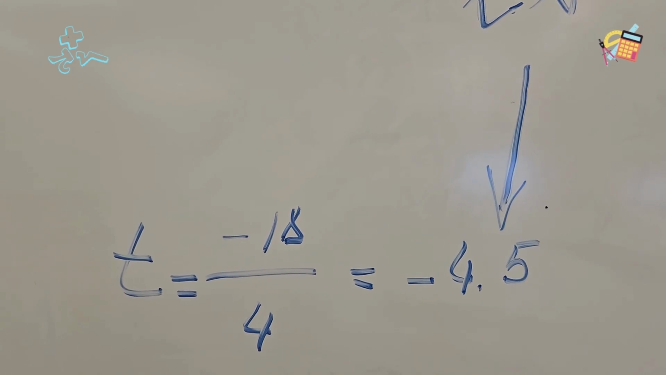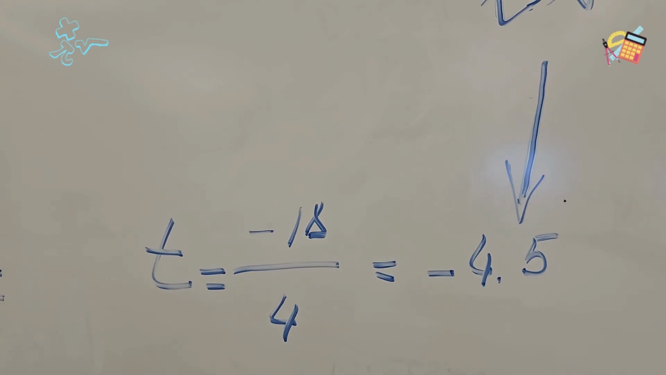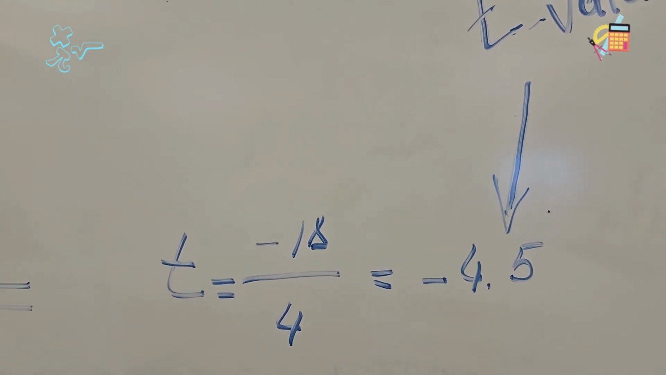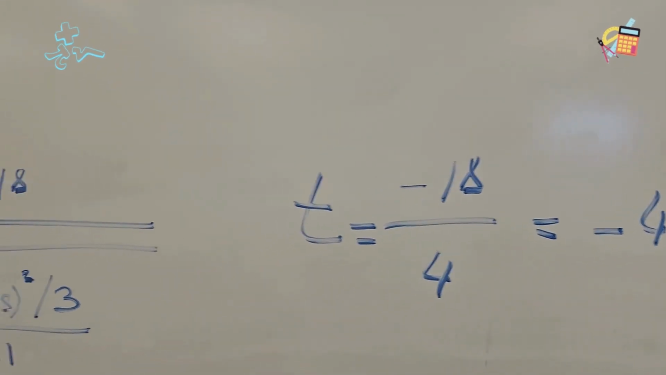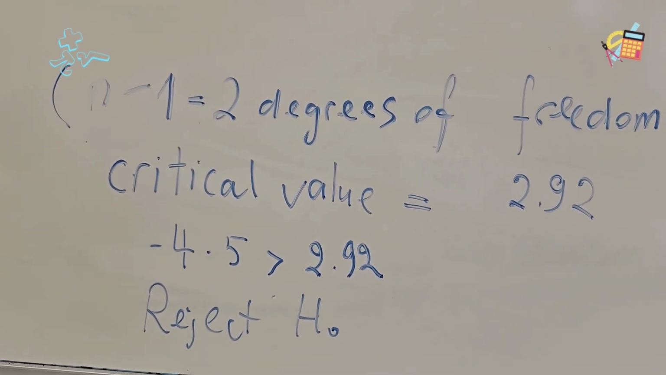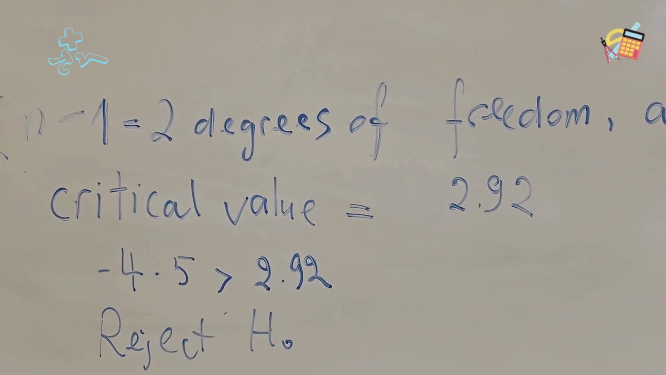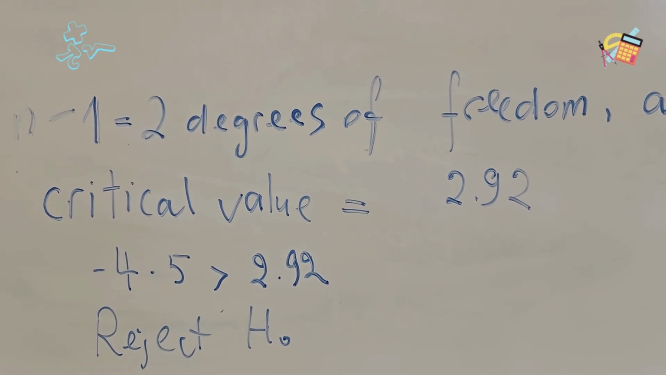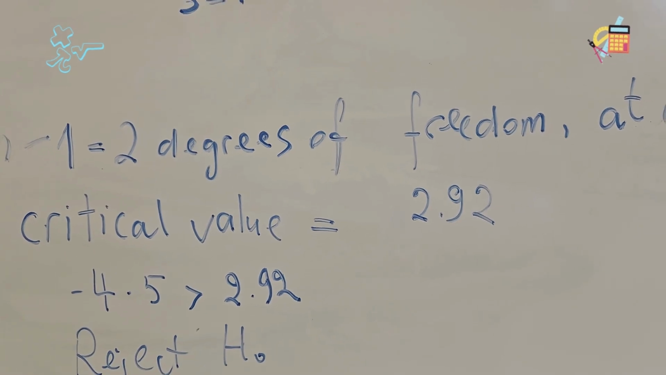When we compare it to the critical t value from our table, for N minus 1 equal to 2 degrees of freedom, at alpha equal to 0.05, it would be 2.92. Since minus 4.5 is bigger in magnitude than 2.92, we can reject the null hypothesis and say the new bedtime routine made a significant difference.